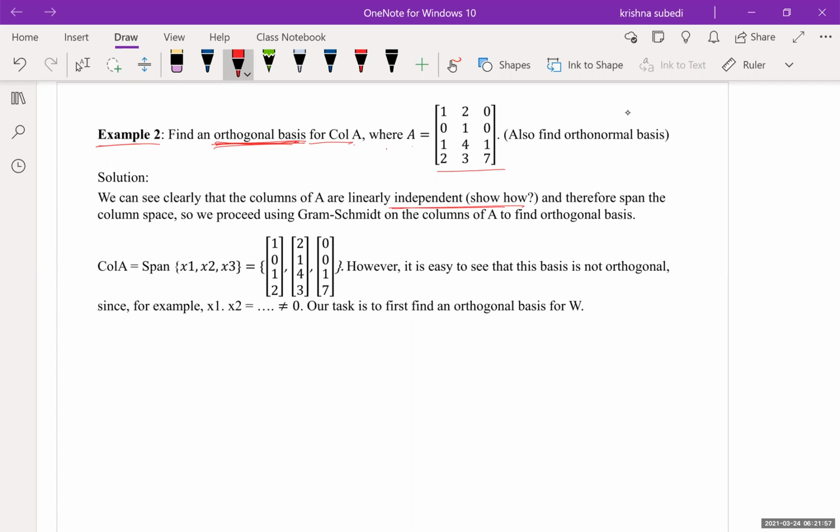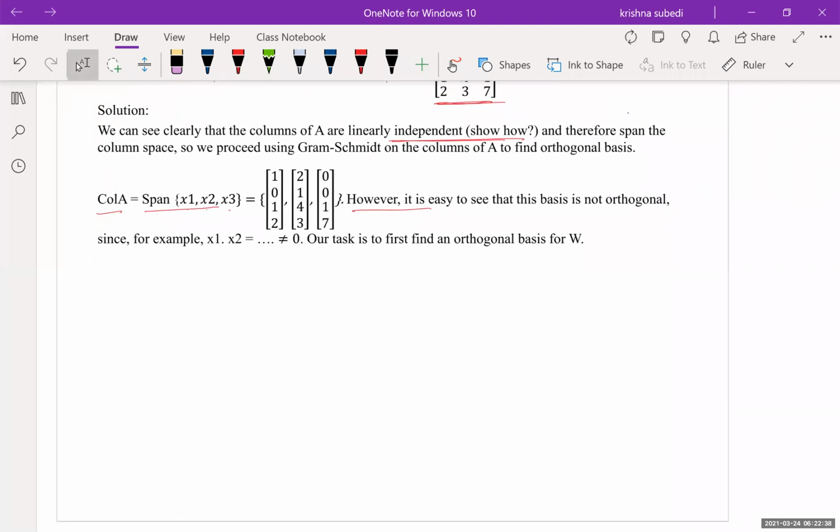It is easy to see that even though they are a basis for the column space, they are not an orthogonal basis because they are not orthogonal. The column space of A is the span of x1, x2, and x3, where x1 is the first column, x2 is the second column, and x3 is the third column. You can verify easily that they are not orthogonal because their dot product is not equal to 0.